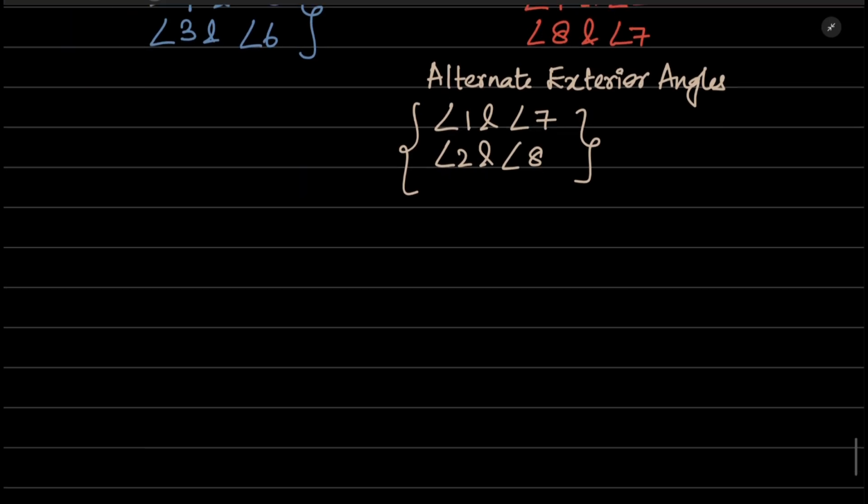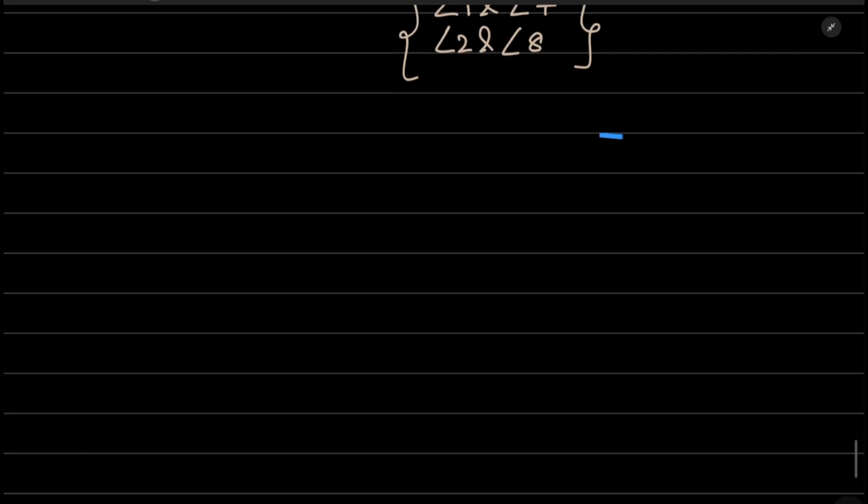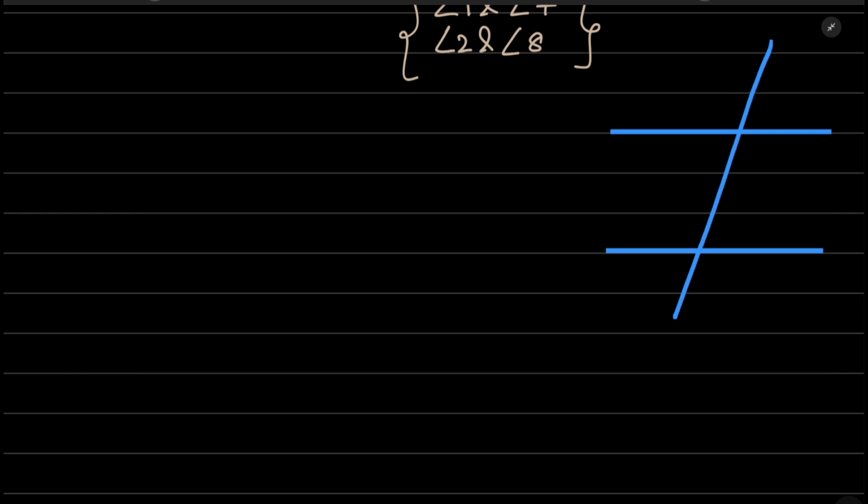Suppose L is parallel to M. Okay. So let me draw quickly here. Suppose I have my L and M, two parallel lines, and I have a transversal here. So here I have got my L and M, which are parallel to each other.